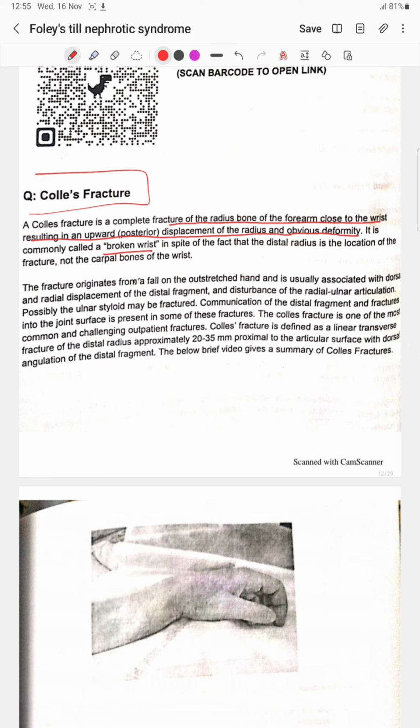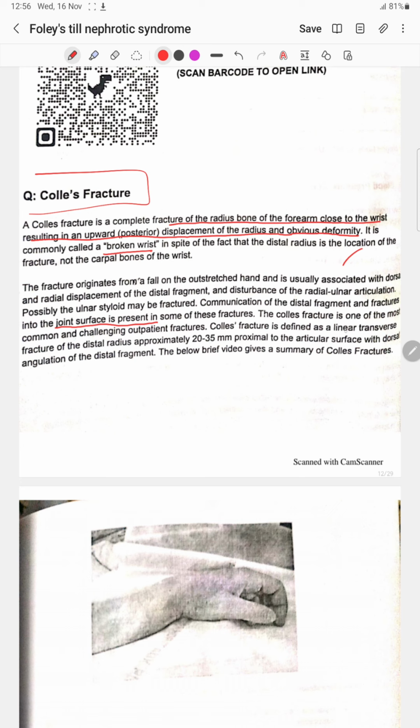The fracture originates from a fall on the outstretched hands and is usually associated with dorsal and radial displacement of the distal fragments and disturbance of the radioulnar articulation. Possibly the ulnar styloid may be fractured. Comminution of the distal fragment and fracture extension into the joint surface is present in some of the fractures. The Colles fracture is one of the most common and challenging outpatient fractures.